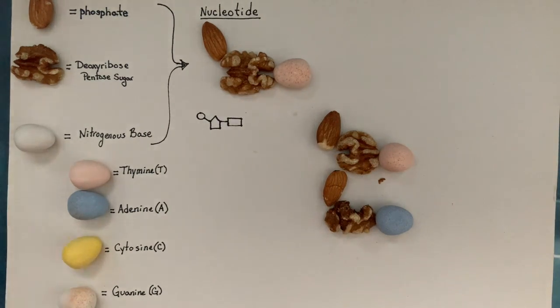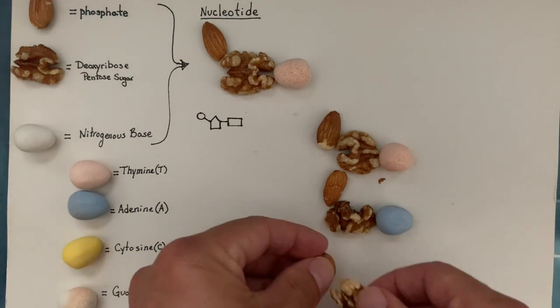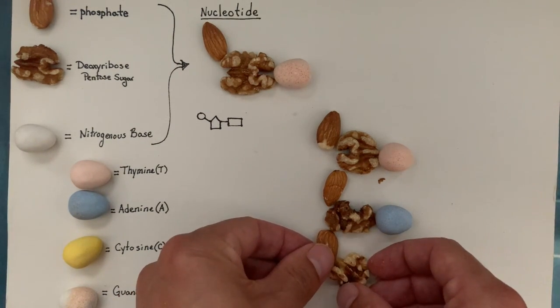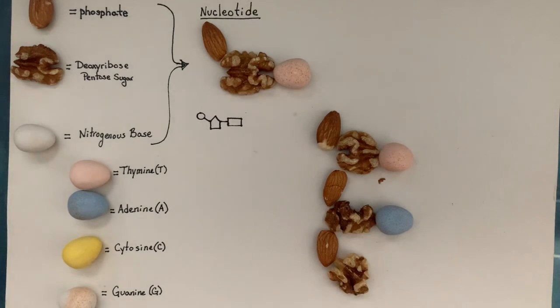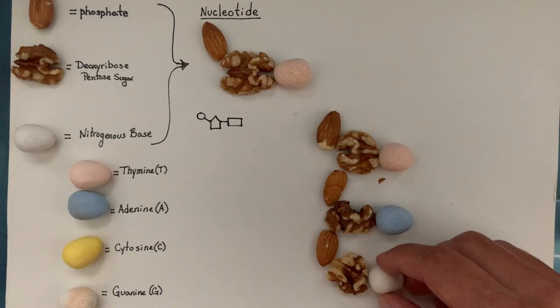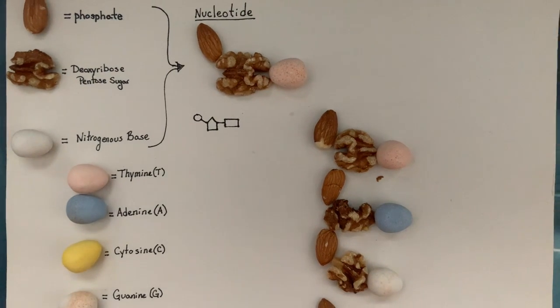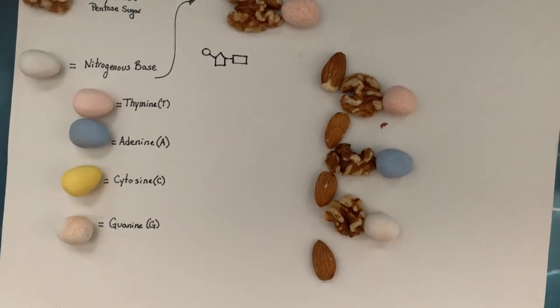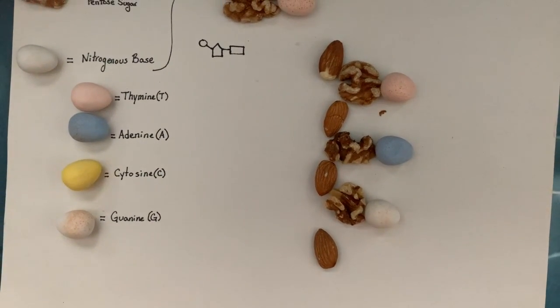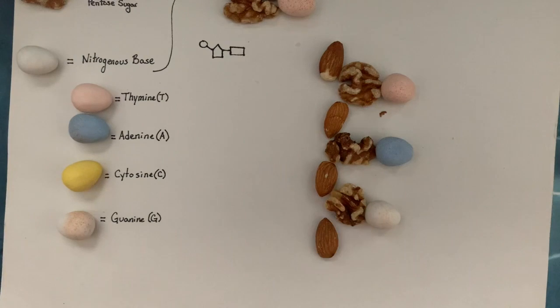All right, we'll do another one. Covalent bond between that almond and walnut, which is that phosphate and deoxyribose. Then our last one here. Move the chair up so you can see the full model.